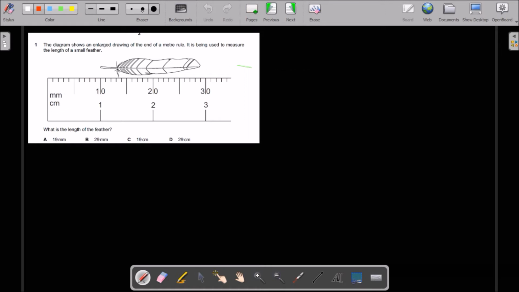So according to millimeter, we can say that one end of the object is at 29 and the other end is at 10. So the answer will be 90 millimeters. So A is right.